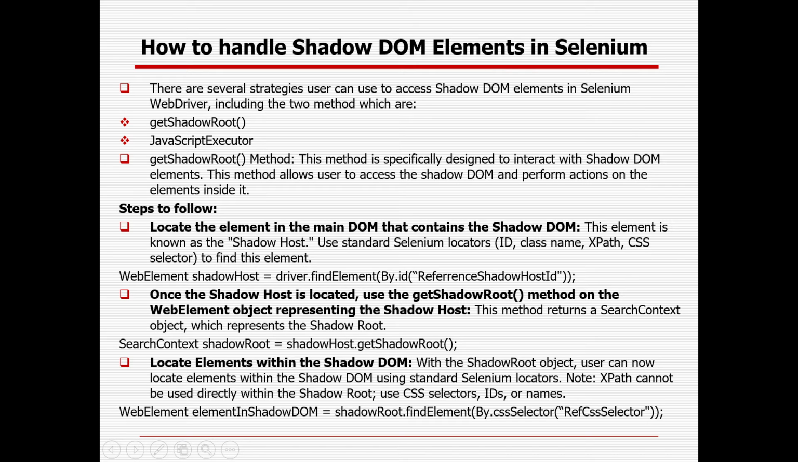With the shadow root object, the user can now locate elements within the shadow DOM using standard Selenium locators. We can use primarily CSS selector, ID or name, but XPath should not be used directly within the shadow root. So we take that shadow root object, and again we try to identify the element, and the return type will be WebElement. After the element is located and the WebElement object is created, we can deal with the object based on the object type.